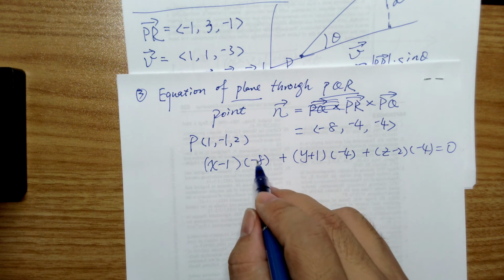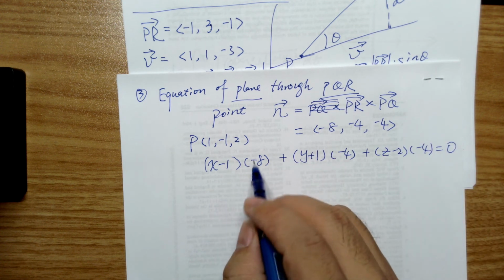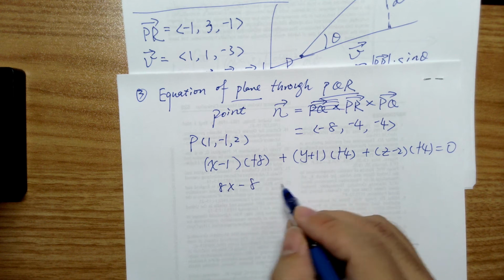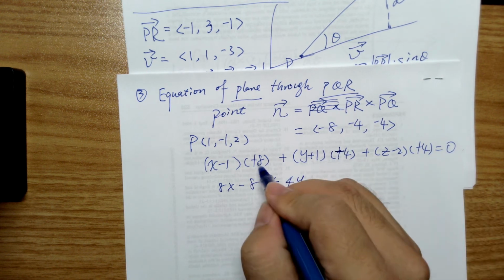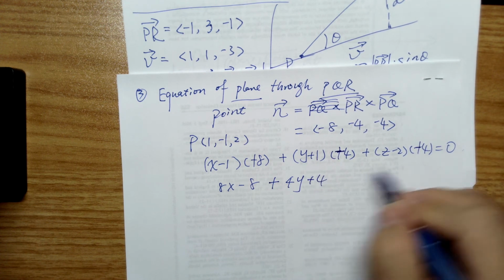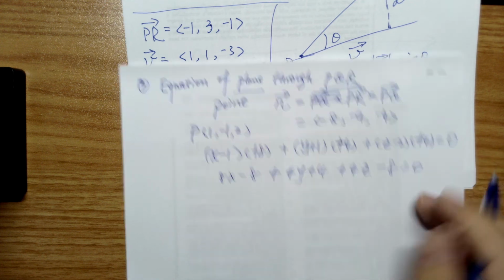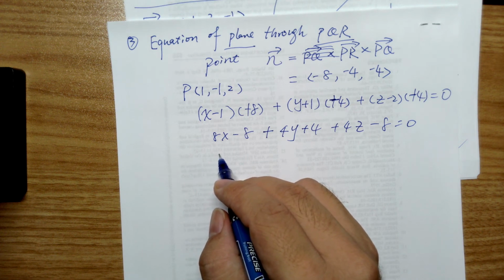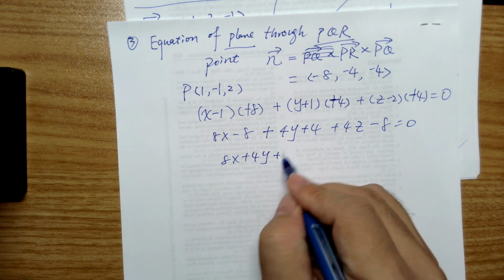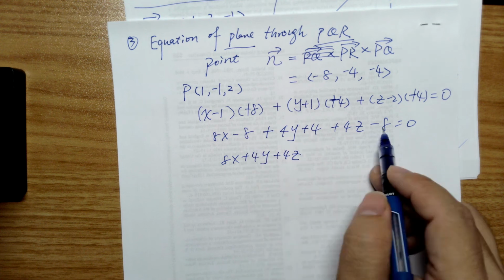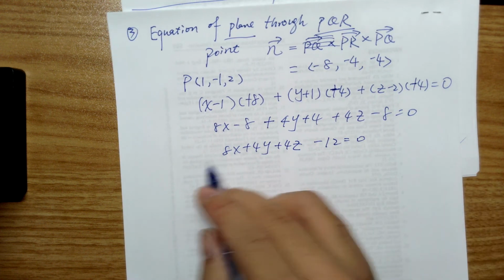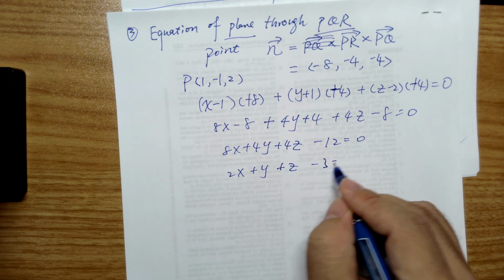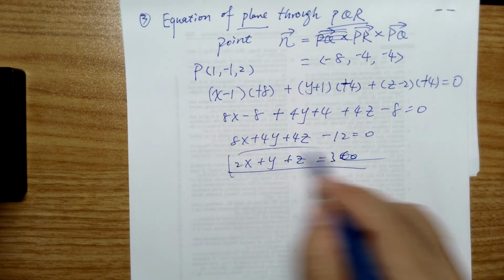One thing you can do is multiply by -1 on both sides, so it becomes plus, plus, plus. You're going to have 8x minus 8 plus 4y plus 4 plus 4z minus 8 equals 0. Bad handwriting. We can even do better: it's 8x plus 4y plus 4z minus 12, and we can divide by 4, which gives us 2x plus y plus z minus 3 equals 0, or equals 3. Okay, so that's what we get.